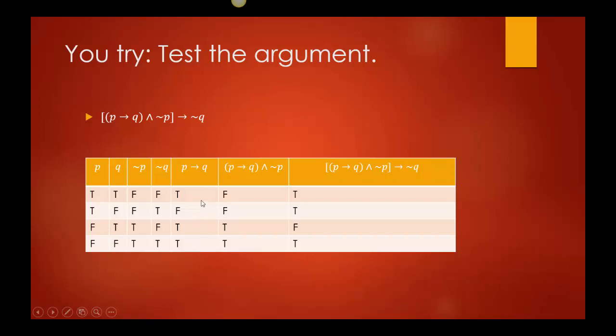And then put that together with not P. So true, false is false, false, false is false. True, true is true, and then true, true is true. Now I'm going to take this column and I'm going to put it together with not Q. So I have false, false is true, false, true is true, but then I have true, false, that's false. You can finish true, true if you want. But anyway, when I get to this one where I have a false, I can tell you the argument is invalid.